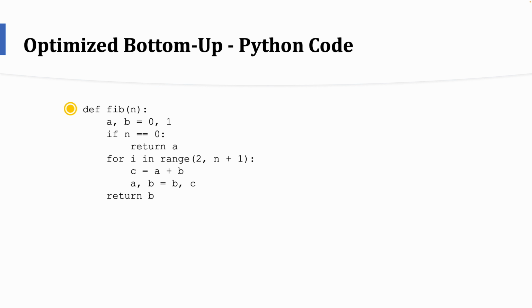So this has the same time complexity of O(n), but the space complexity for this algorithm is just constant. And that's the great benefit of this final piece of optimization we did here.